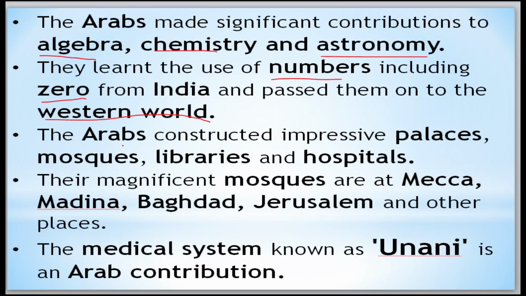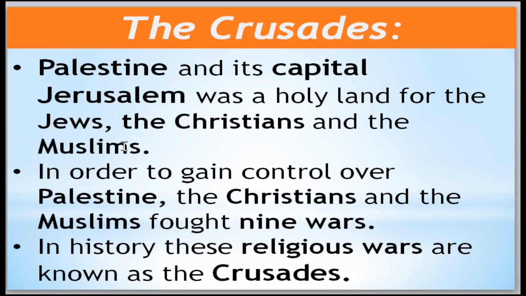They also had a medical system, very famously known as Unani. Now come to the next point: the Crusades. Crusade means what? It is a religious war between Christians and Muslims.